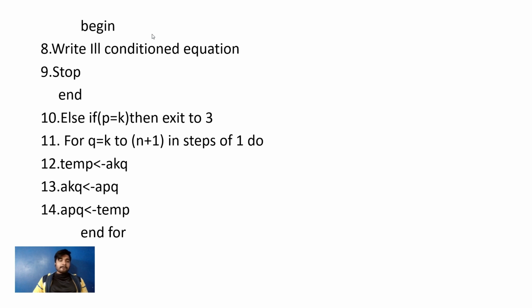For q equals k to n plus 1 in steps of 1, do: temp is a_kq, a_kq is a_pq, a_pq is temp, end for.